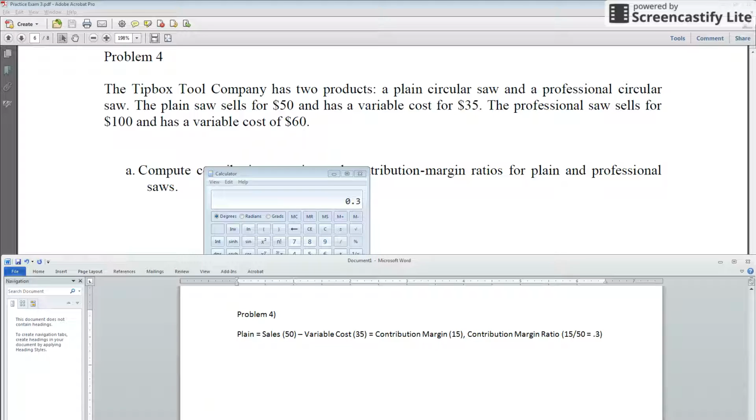And for the Pro, our sales is $100. My variable cost is $60. My contribution margin will be $40. The CM ratio is 40 divided by 100, which gives me 0.4. So that's for part A.